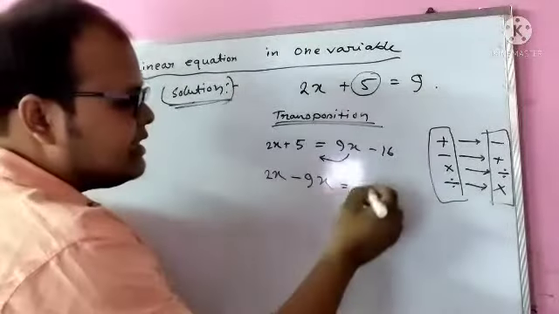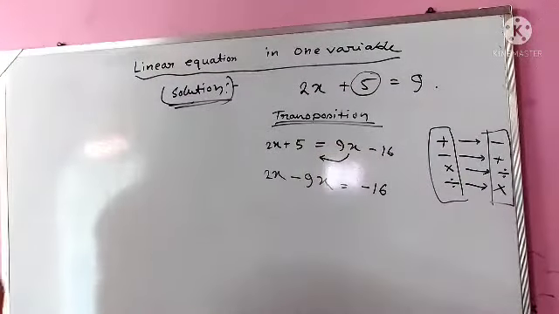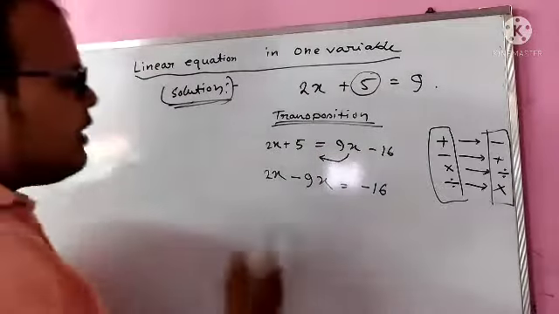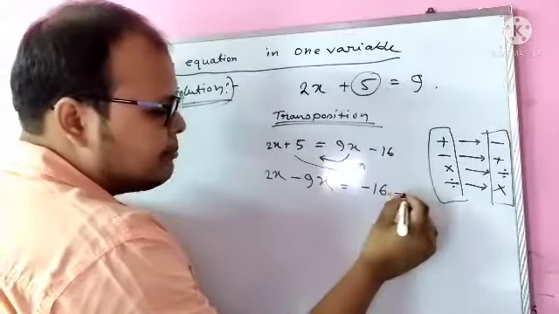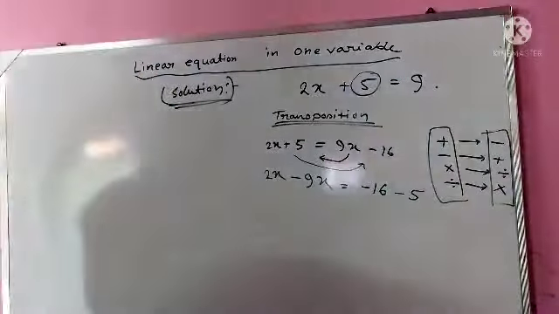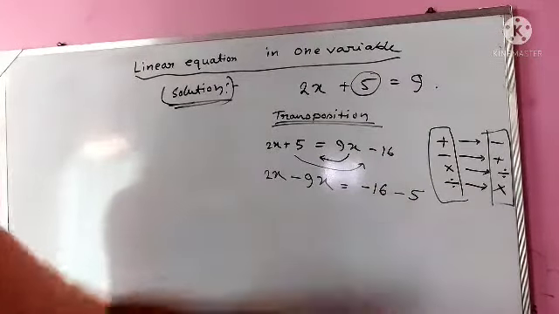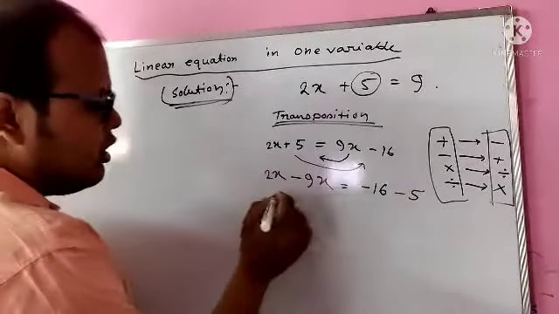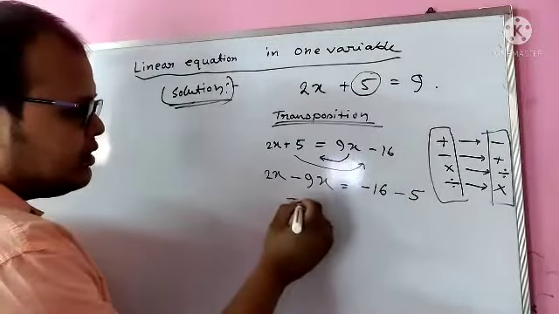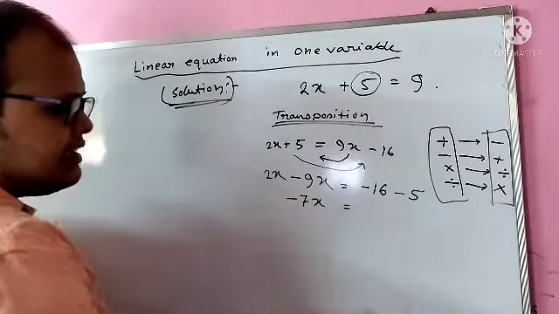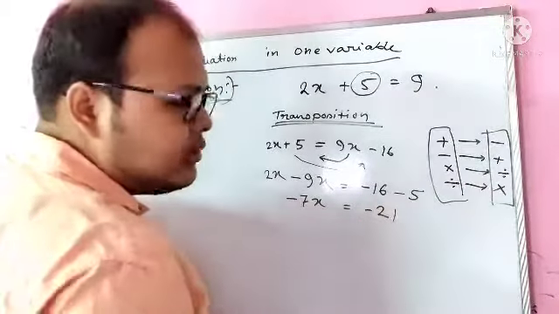Minus 16 was already there in the right hand side, and this 5 will go to the right hand side from the left hand side. Plus 5 was there, and the transposition of plus 5 is minus 5. So when it goes to the right hand side, it is converted to minus 5. So what I get here is 2x minus 9x, which you have already learned, and it is minus 7x. And minus 16 minus 5 is minus 21.